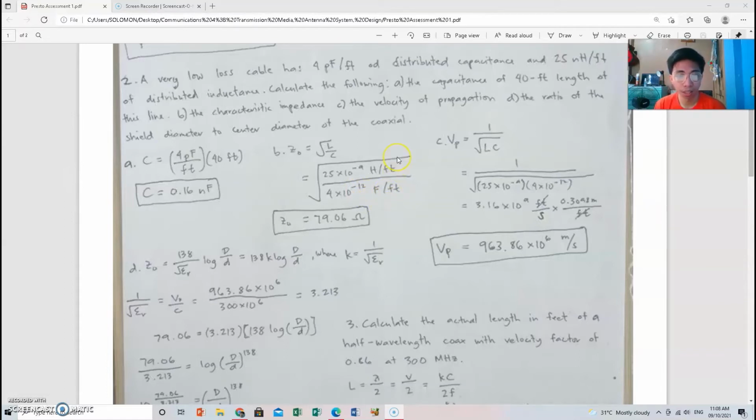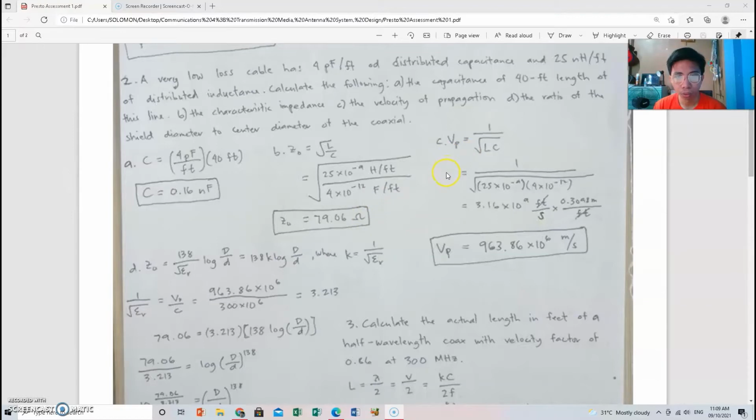And the feet will cancel, and just simply calculate this with your calculator, and the characteristic impedance will be equal to 79.06 ohms. Okay, since we are asked of the impedance. So letter C.